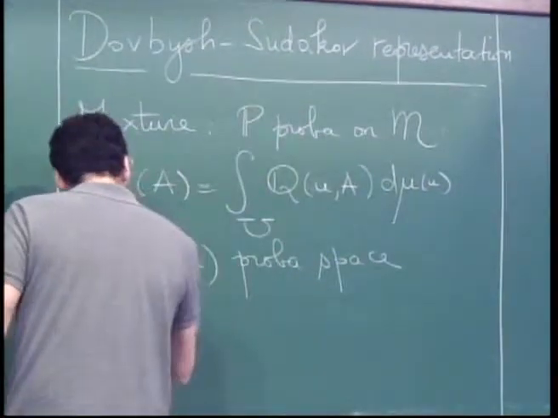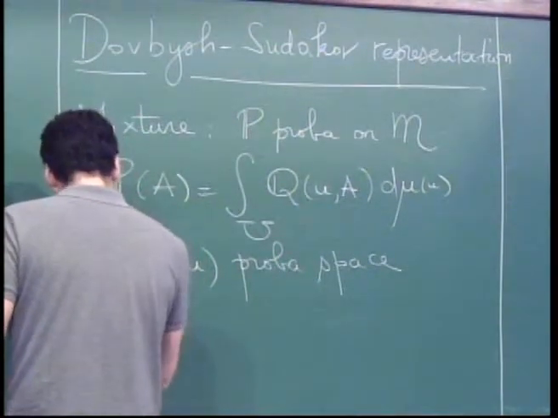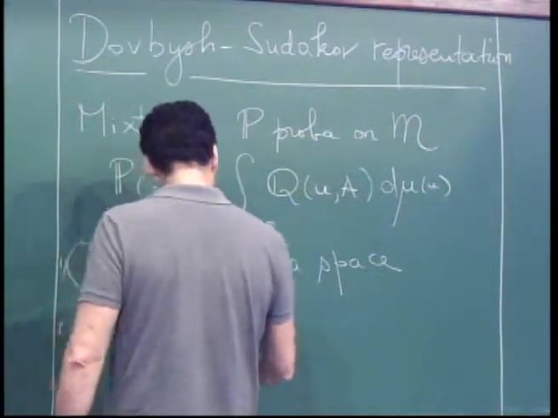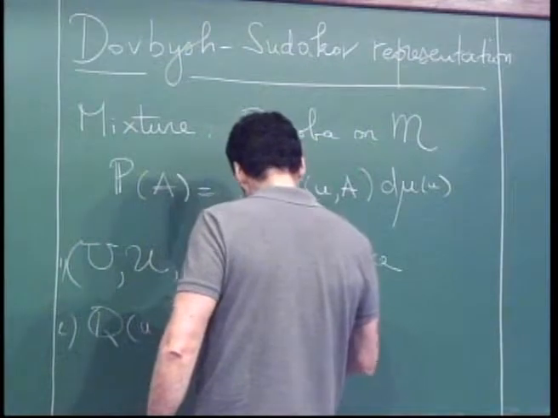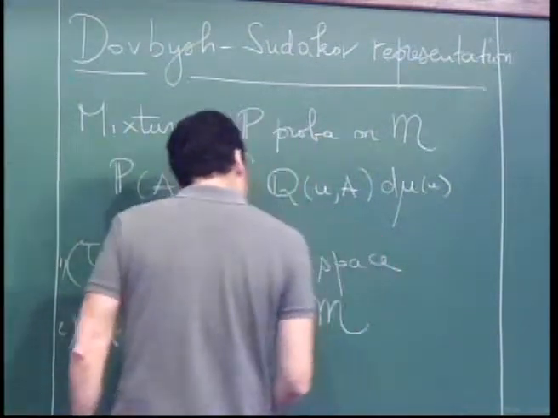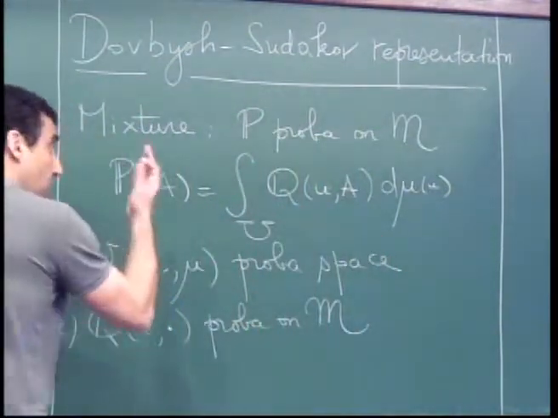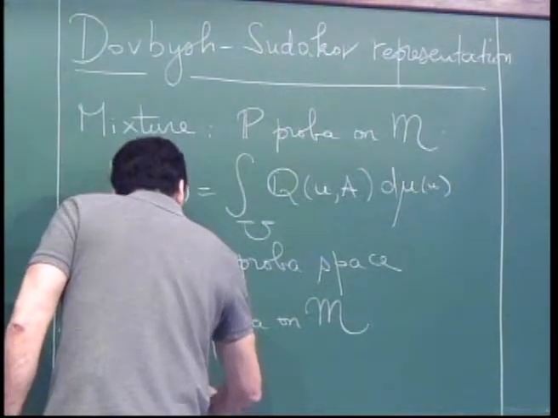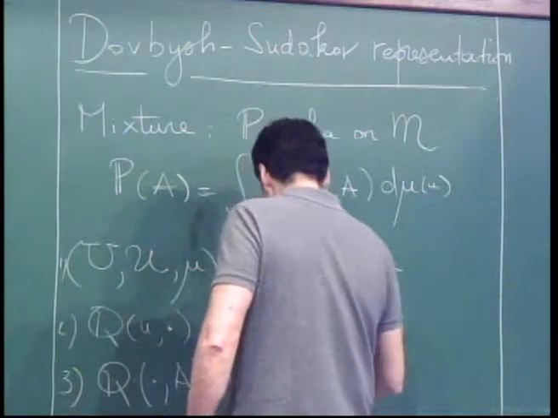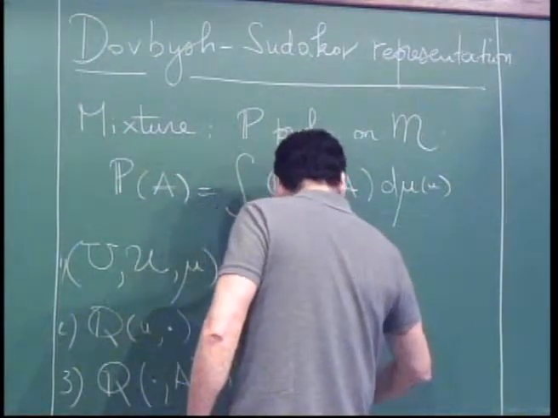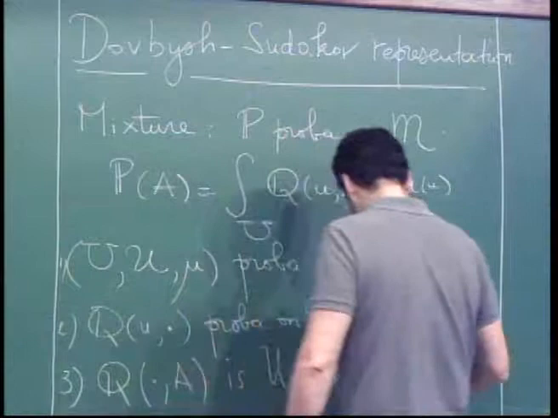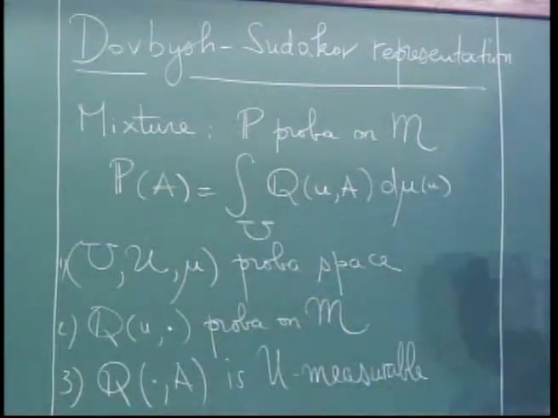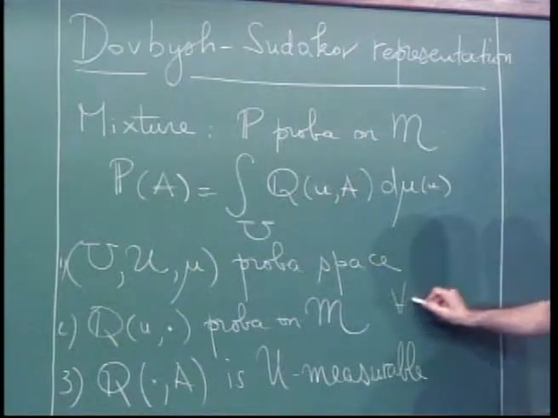And where Q, so that's one thing. Second, Q of U dot is a probability measure on my space M. And M could be anything again. And third, Q of dot A is U measurable. This is for all U. This is for all A.